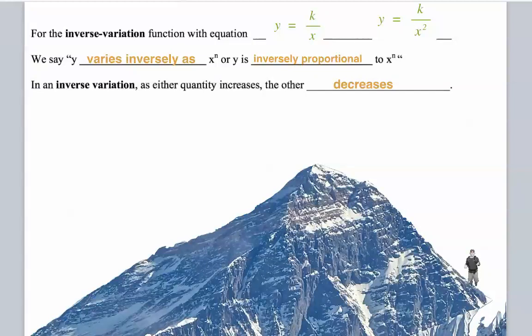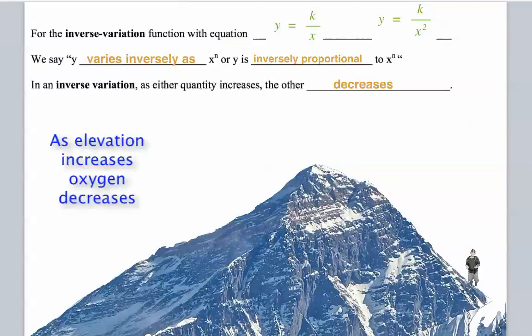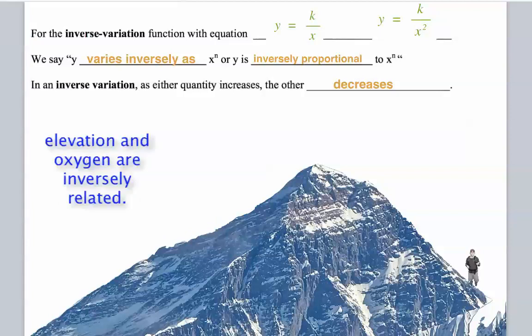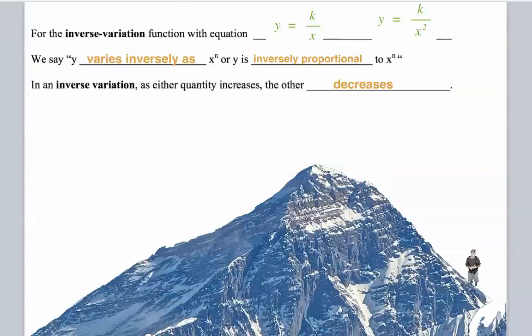So let's consider the relationship between those two variables, elevation and oxygen. The higher you go, the less oxygen your body has to breathe, making it more difficult to keep climbing. This is known as an inverse variation or an inverse relationship. And that's the topic of today's study. So let's jump into a few examples after we summit Mount Everest.